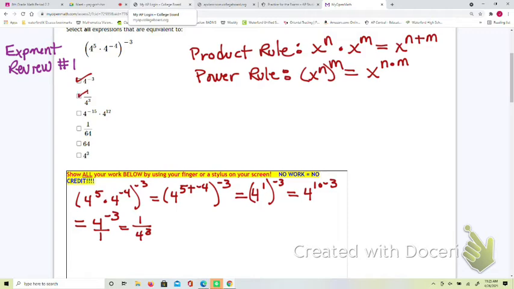Okay? So far, so good. Now, we're still not done, right? This one's kind of a longer one. So 1 over 4 to the third, what does that mean? Doesn't that mean 4 times 4 times 4? So 4 times 4 times 4.